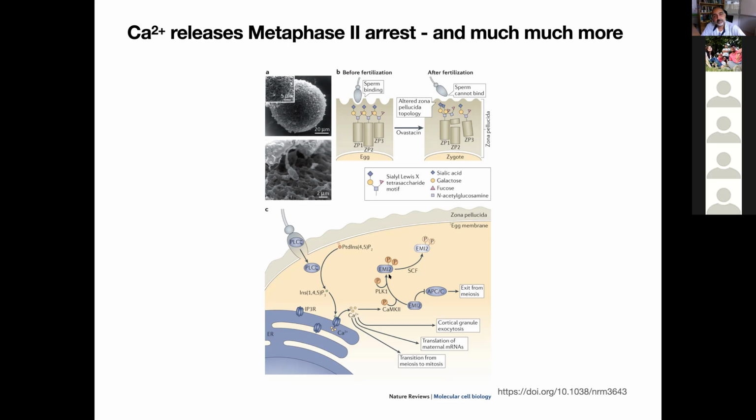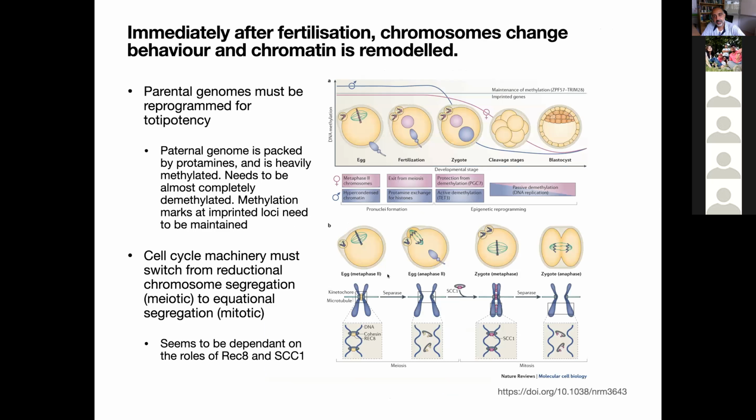So what else does calcium do? Let's think about what changes need to happen to the oocyte to make it a zygote. The first thing that needs to happen is the parental genomes need to be reprogrammed, and so they need to become totipotent. Can someone tell me what totipotency is, and how that differs from pluripotency and multipotency?